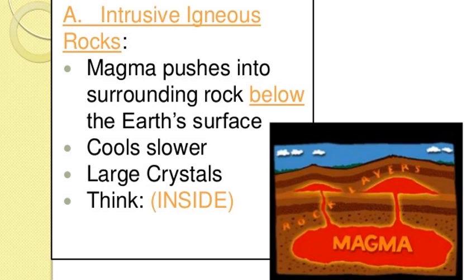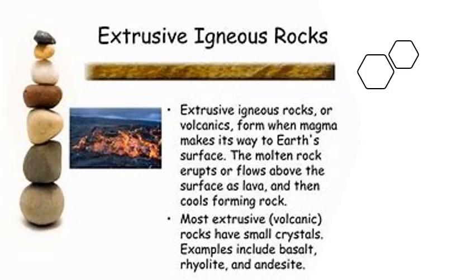Now because the rate of cooling is much slower, as the temperature below the surface of the earth is higher, the magma takes a long time to cool down in intrusive igneous rocks. So the crystals formed are large. Now, extrusive igneous rocks are formed by cooling and solidification of lava on the surface of the earth. The surface of the earth is comparatively cooler than the interior. So that is why the crystals formed are much smaller in size.